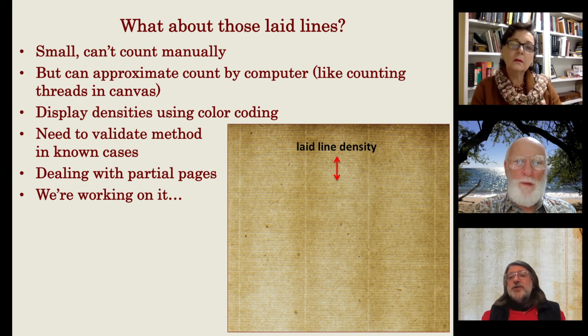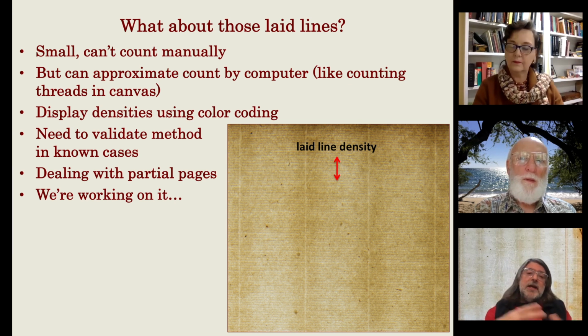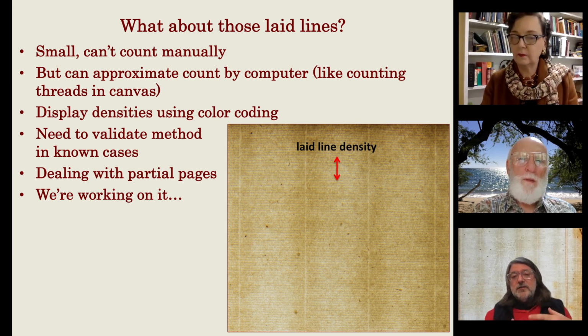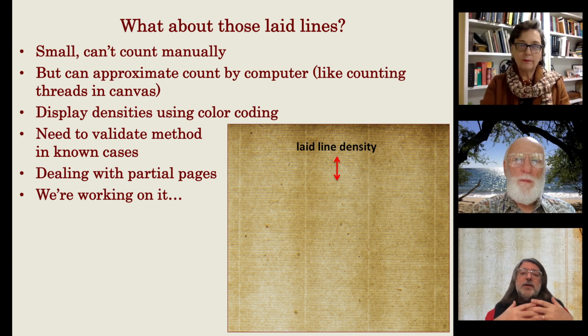The problem with laid lines is you can't really count them manually. There's just too many of them. Eye fatigue would set in no time. So we use some signal processing tricks to essentially estimate the density of the laid lines, how many lines per centimeter or lines per inch. And then one way to look at these is to color code them.